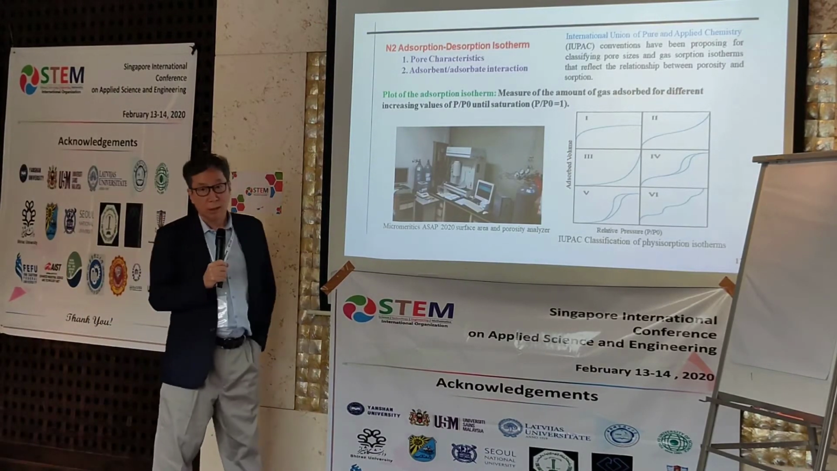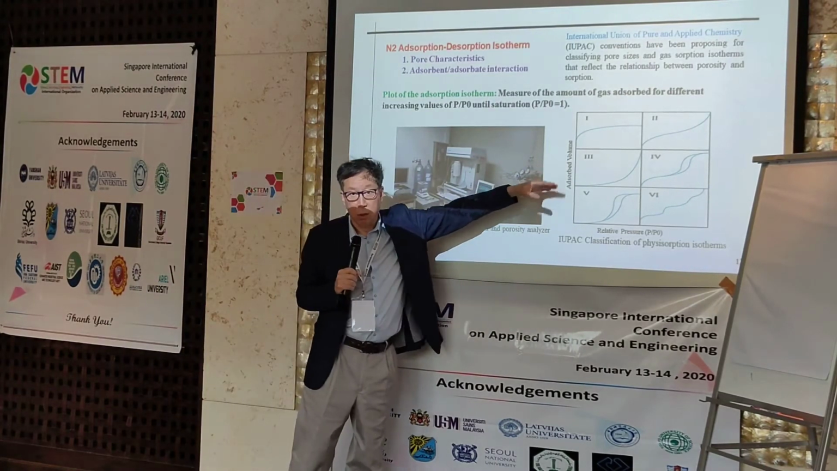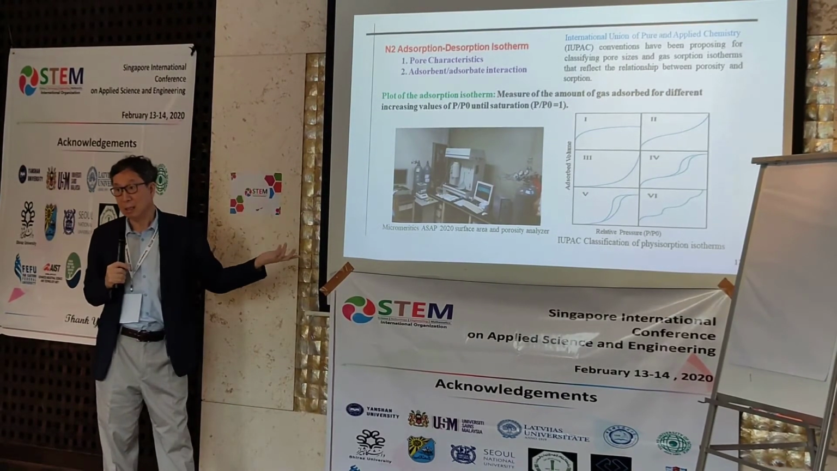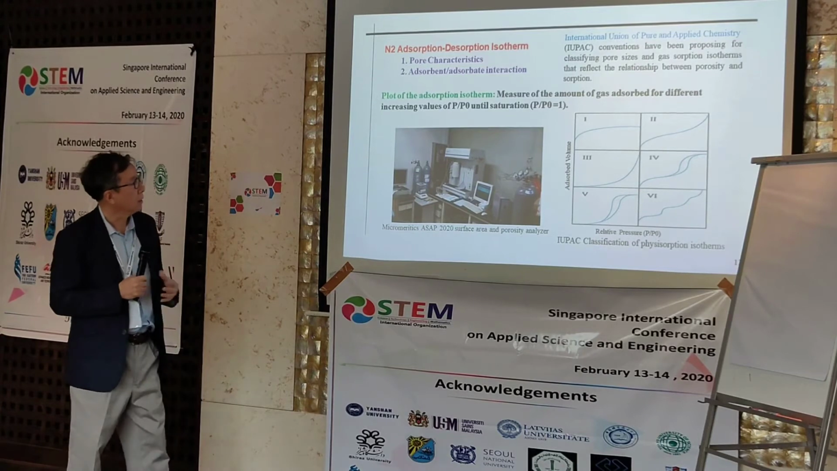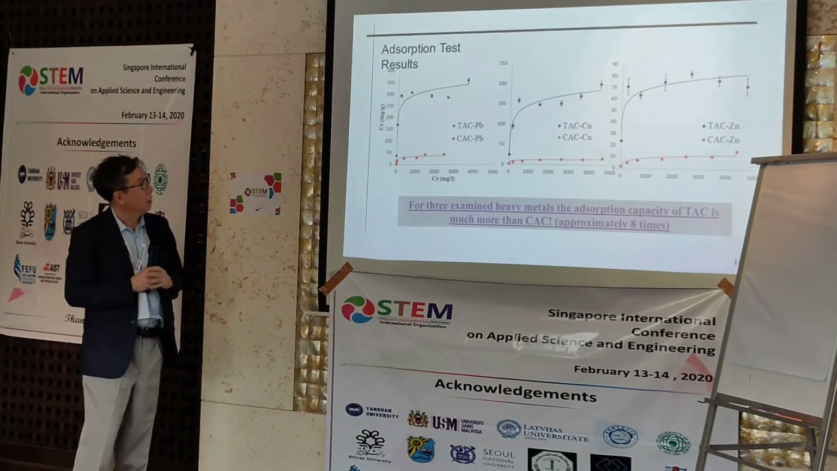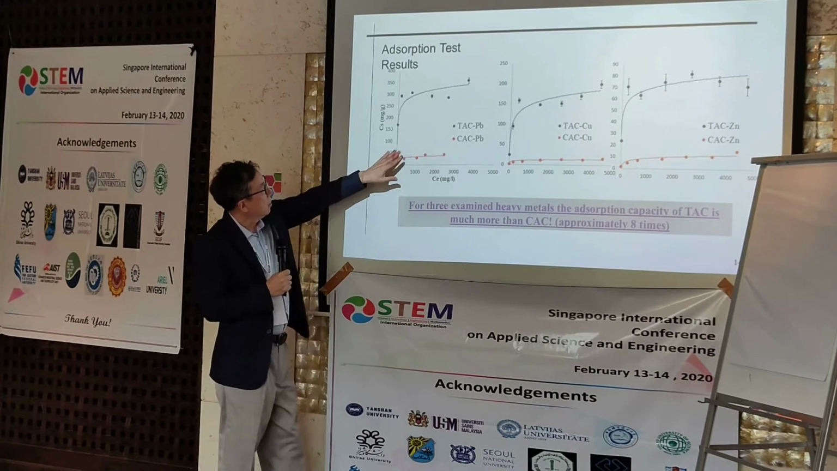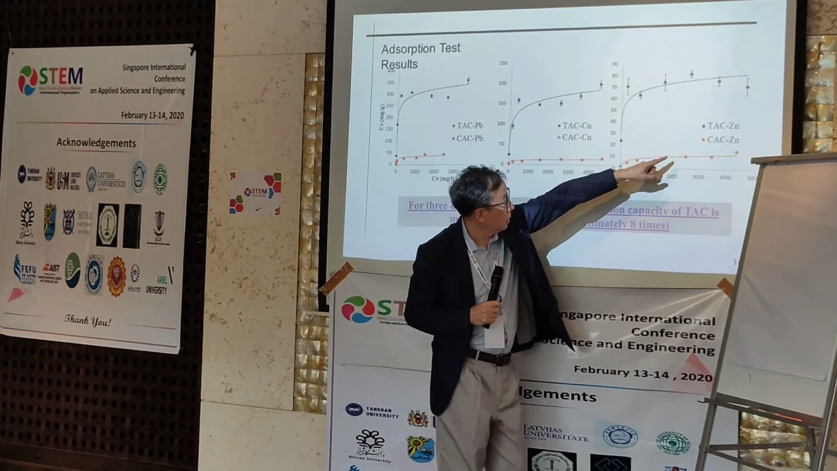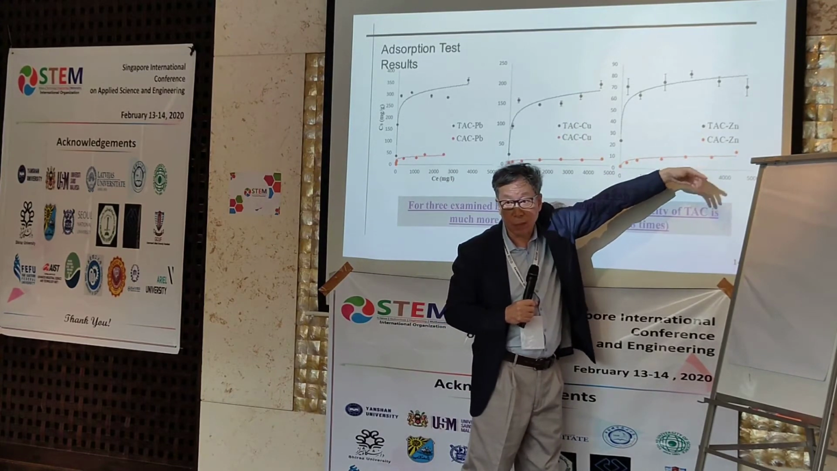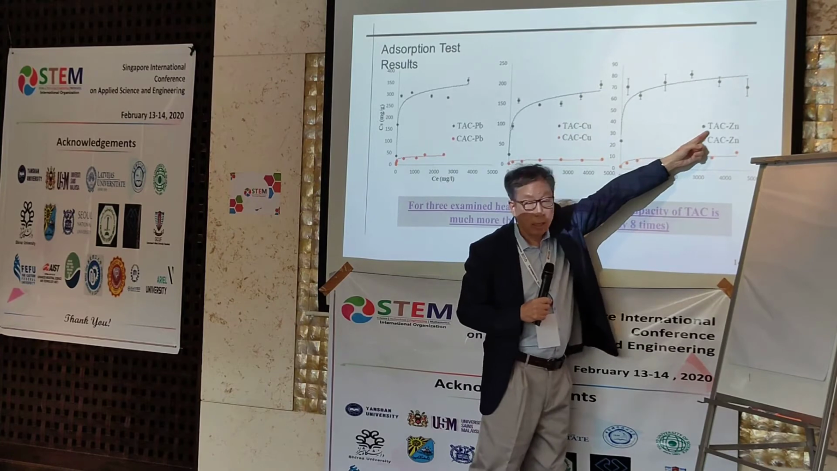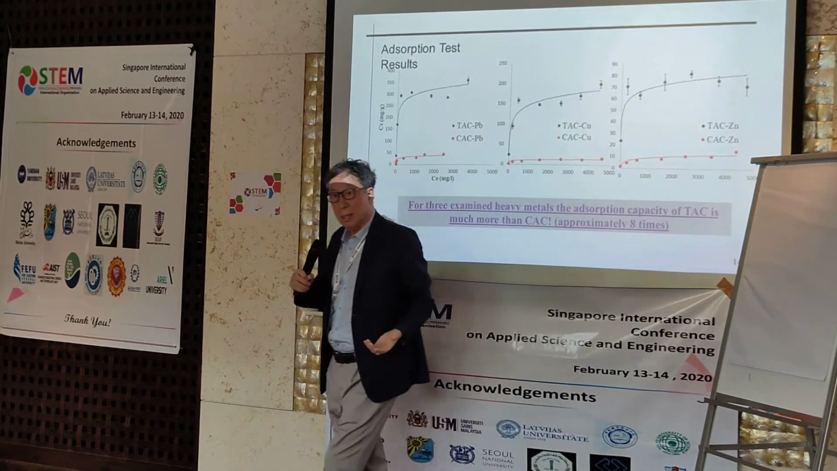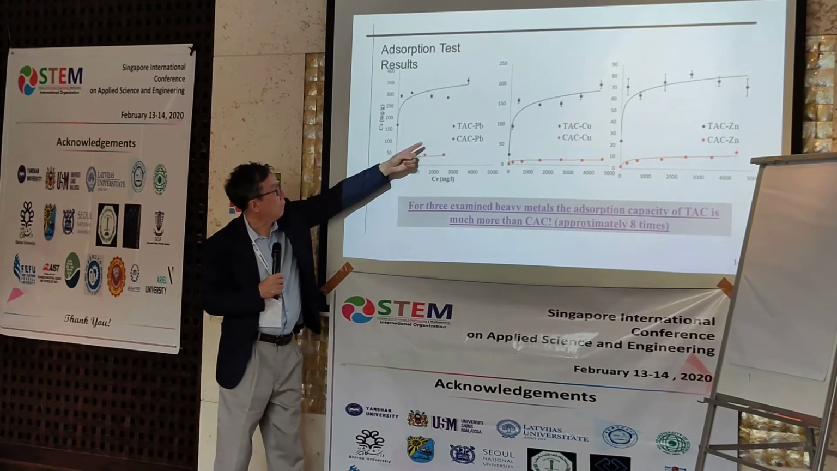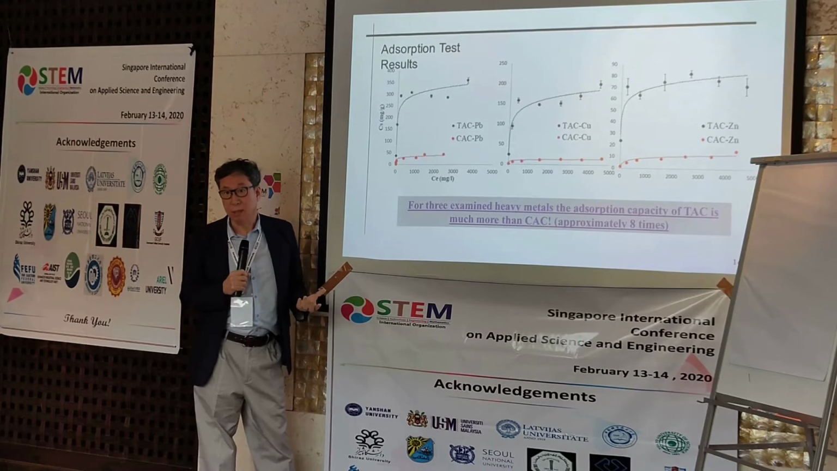Then I also try to understand what is the main mechanism of absorption, catching those heavy metals by TAC or CAC, and I compare. Next. Then I will find out this is for lead, copper, and zinc, and red dot is for the commercial activated carbon that we can buy. And TAC is from tires, and I found out that the capacity for TAC is quite impressive.